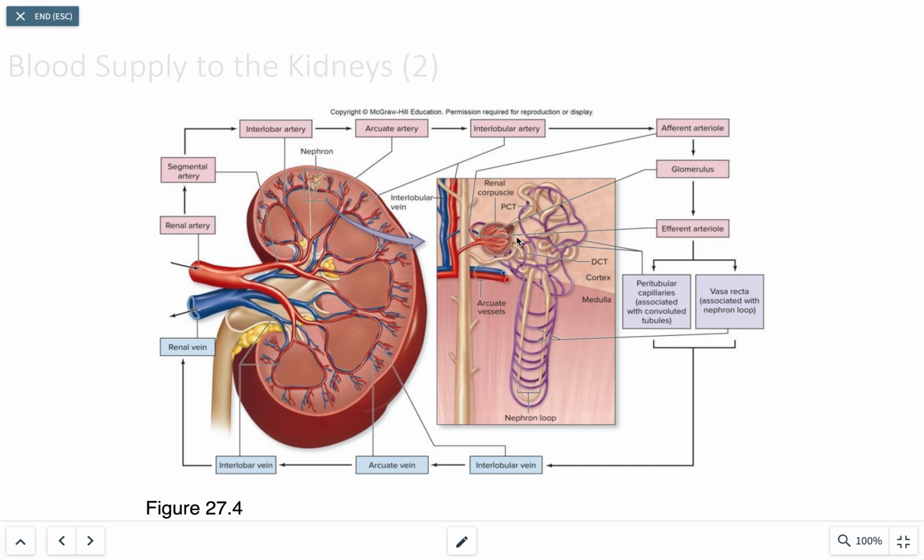After the filtrate has been pulled out, then we see the deoxygenated blood, or the remaining blood, going into the interlobular vein, out through the arcuate vein, through the interlobar vein, and eventually out the renal vein.